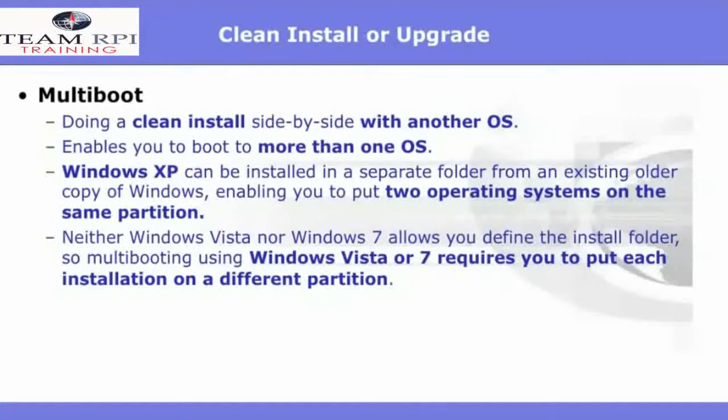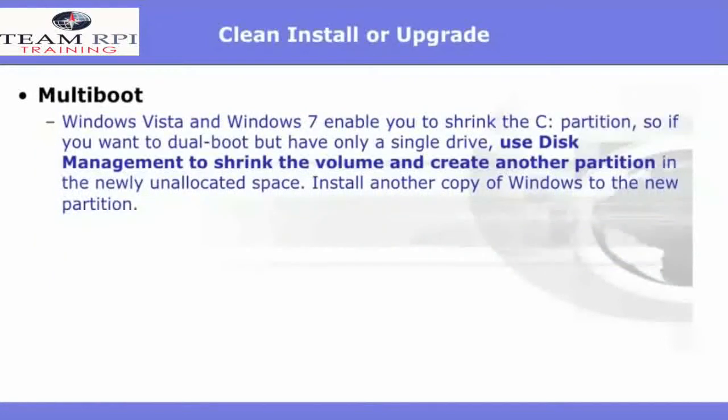This is also a good opportunity to decide whether you are going to need to or want to multi-boot your system, or in other words, run more than one operating system. With Windows XP, you can run two operating systems on the same partition. However, with Windows Vista and Windows 7, it requires you to put each installation on a different partition. To make sure you have enough hard drive space on a multi-booted Windows Vista or Windows 7 machine, you can use Disk Management to shrink the volume and create another partition.